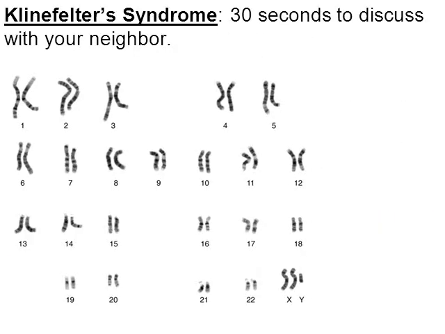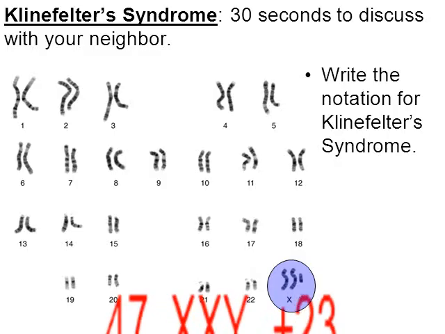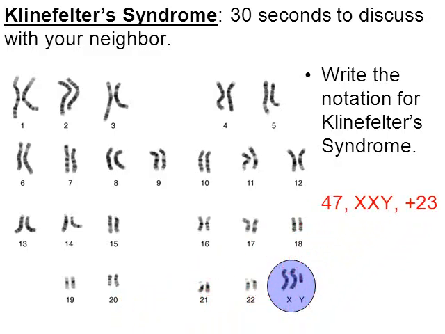Alright, here's the last one I want you to try. Again, pause the video and write the notation for Klinefelter's syndrome. I'm going to go over the answer in 3, 2, 1. So there's the error. There's where the mistake is. Chromosome 23. And I hope for the notation you said this right here, 47 XXY plus 23.